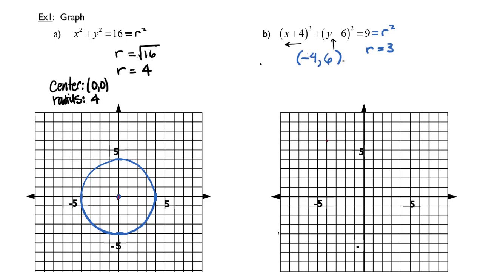So I'll count that off here. Negative 4, up 1, 2, 3, 4, 5, 6. And my radius is 3. So my center, my radius, and now I just count to the right 3, up 3, to the left 3, and down 3 from the center of my circle. Connect those dots, and I have my circle.